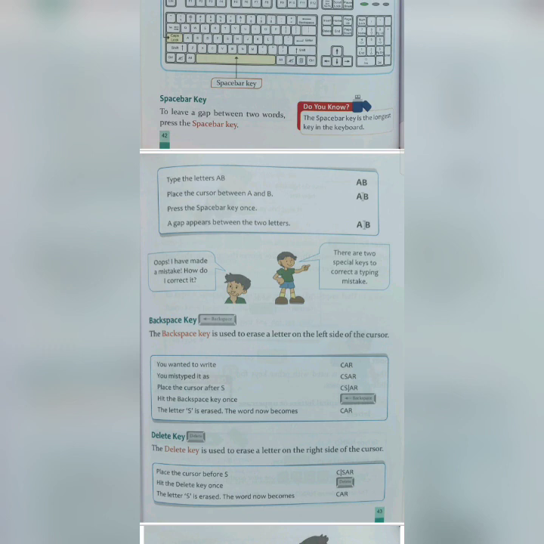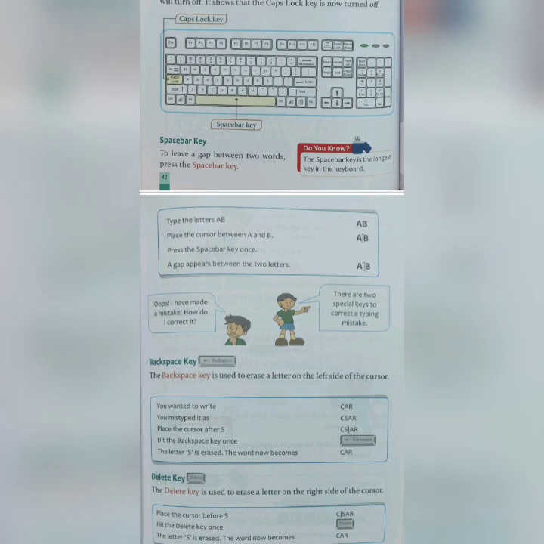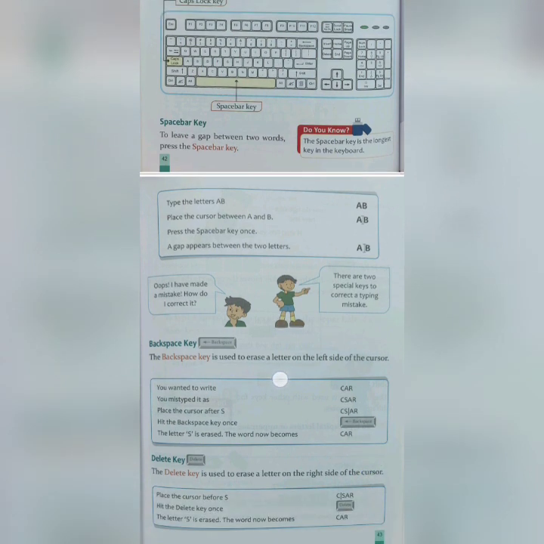accordingly. So to give space between words in a sentence, we have to press the space bar key. Then only the two words will get separated and will have a small space between them. Okay, the space bar key is the longest key on the keyboard. This one is the space bar key.